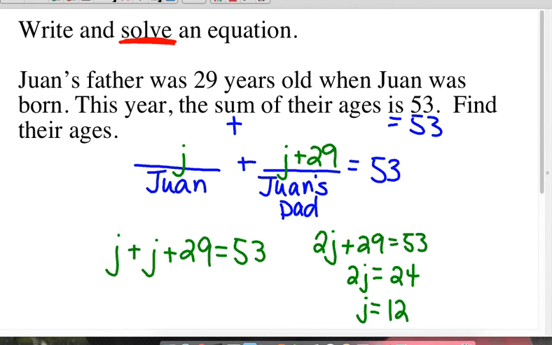So now it says find their ages. So go back to your equation. If Juan is 12, how old is his dad? Well, what's 12 plus 29? 41. Juan is 12 and his dad is 41. And you add those numbers up and that does equal 53.